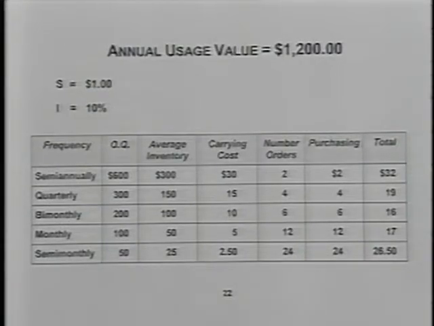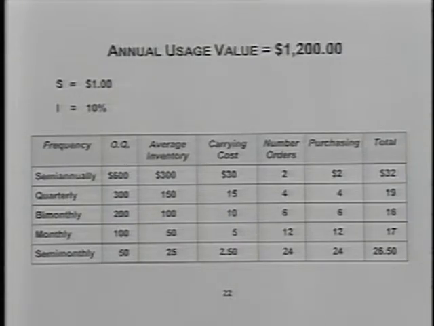So if I have a carrying cost of 10%, and remember, when we're using percentages in an equation, we convert that to its decimal equivalent. So if I multiply average inventory of $300 times 0.10, I would get the carrying cost of $30. And I would continue to do the same multiplication for the other 4 frequencies of ordering.